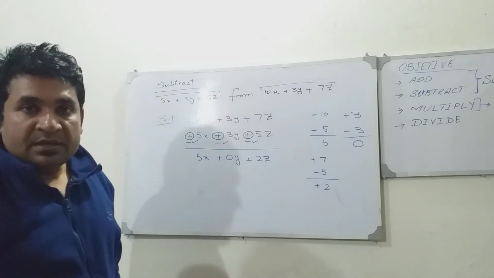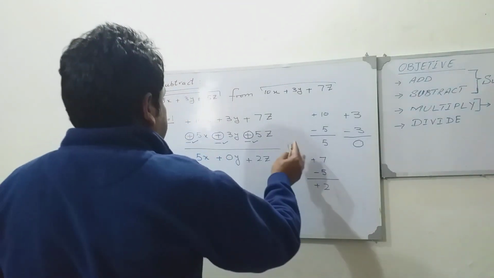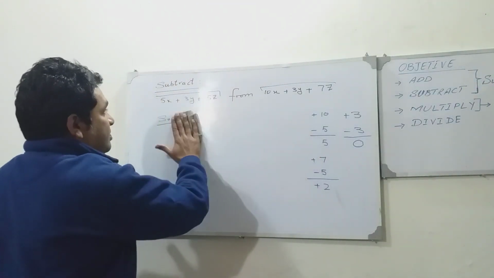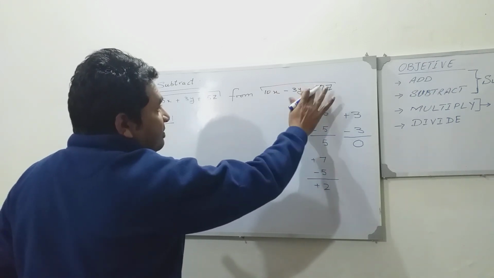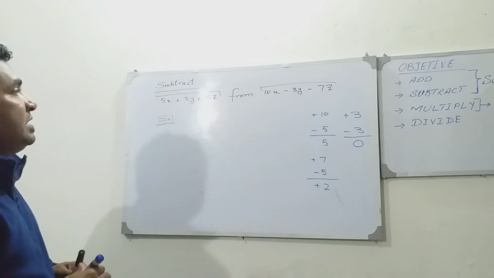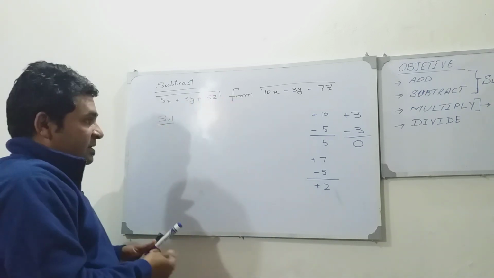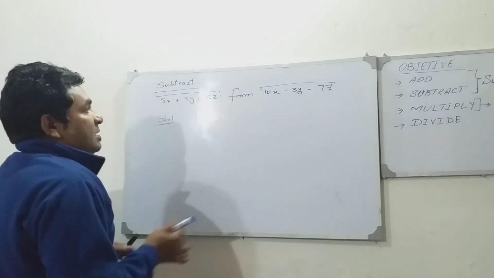So I hope it's clear. So let's do another example of subtraction. Let's change the signs of these. If it is negative and it is negative, suppose we have to now solve the same question with different signs.